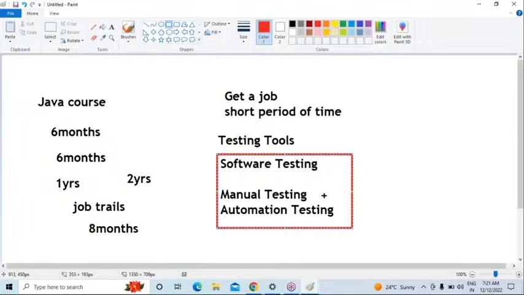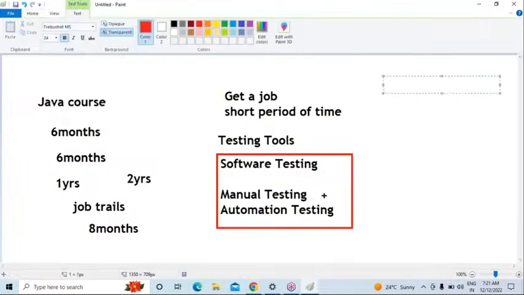So here, to get a job, what exactly is required? Most of the people don't know anything about that. They are simply completing the training and waiting for someone to guide them to get a job. People are searching for what things they need to do to get a job.